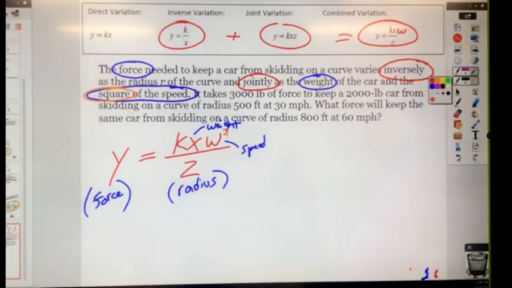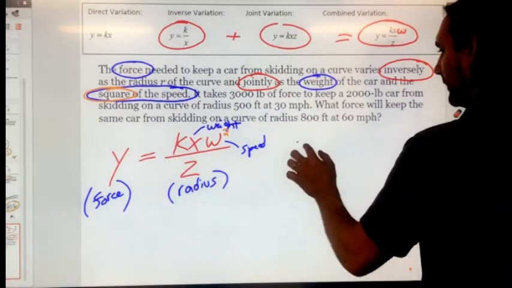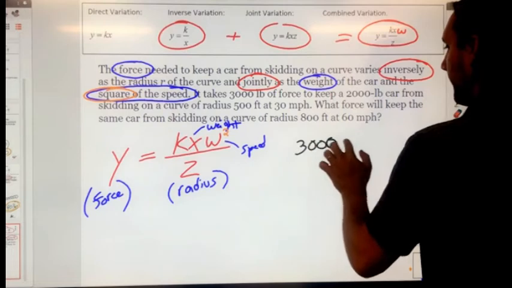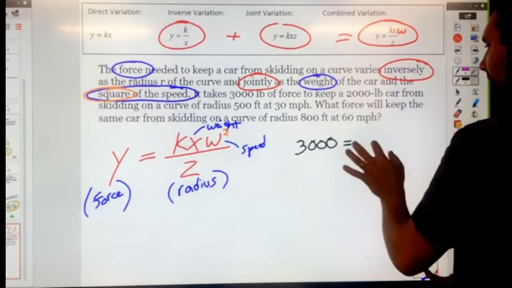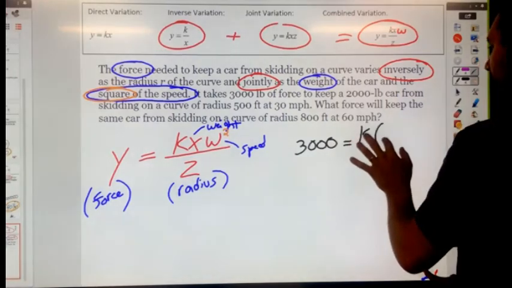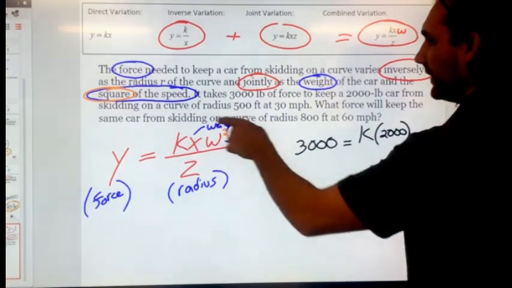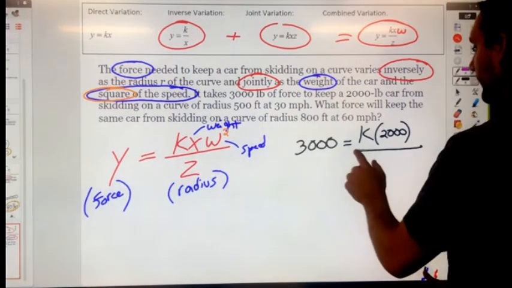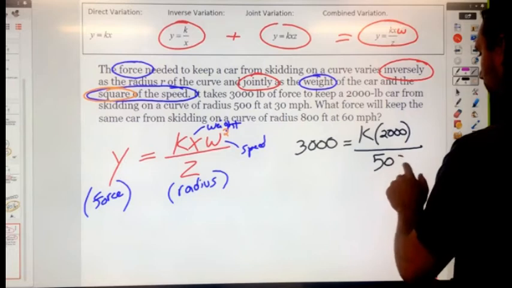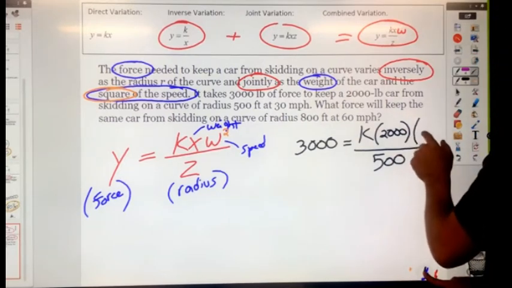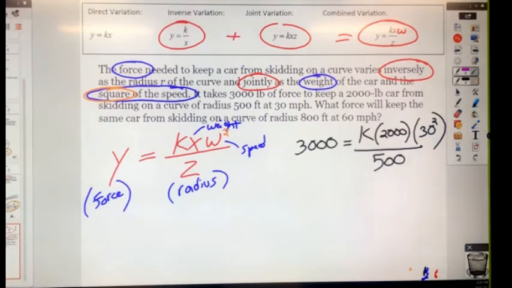Now let's plug everything in. It takes 3,000 pounds of force, so that's my y. 3,000 to equal K times a 2,000 pound car, so my weight is 2,000. From skidding on a curve of radius, which is on the bottom, 500, going at a speed of 30. And my speed I have to square, so 30 squared.